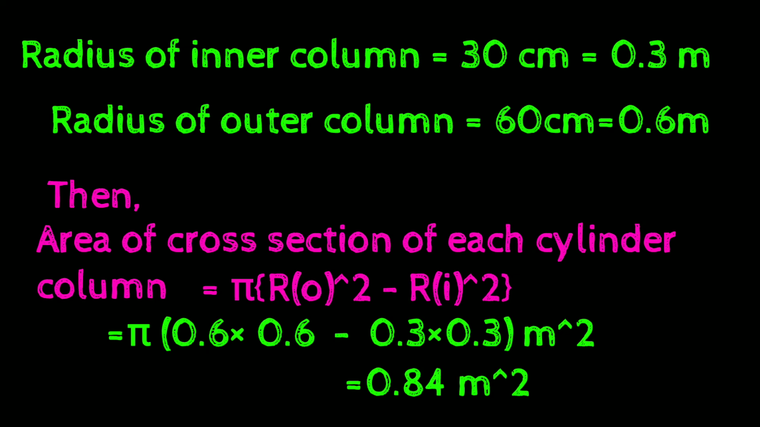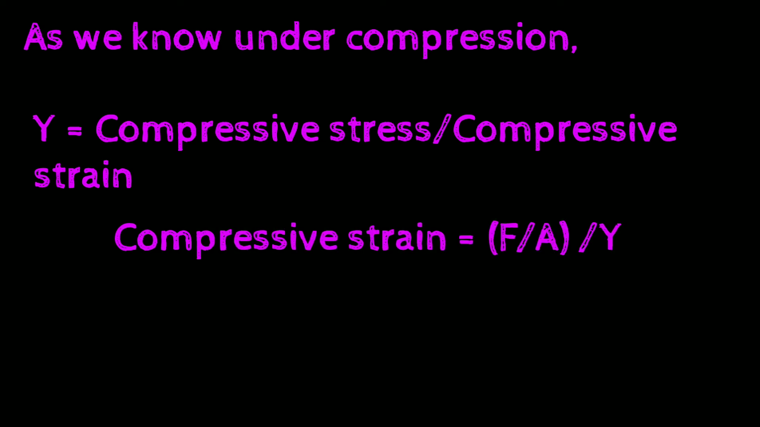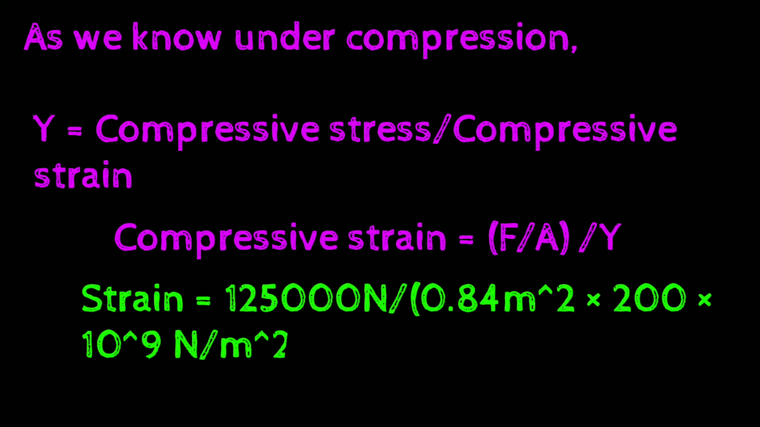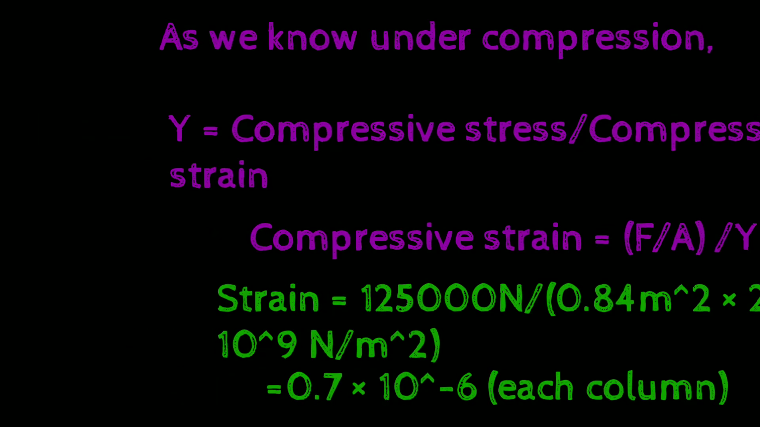And now we will use this area in the formula. As we know, under compression the Young's modulus equals compressive stress by compressive strain. We have to calculate compressive strain, so compressive strain equals compressive stress by Y, and we can also write compressive stress as force by area, and after using all the values we get strain equals 1,25,000 Newton by 0.84 meter square into 200 into 10 to the power 9 Newton per meter square, and we get 0.7 into 10 to the power minus 6.